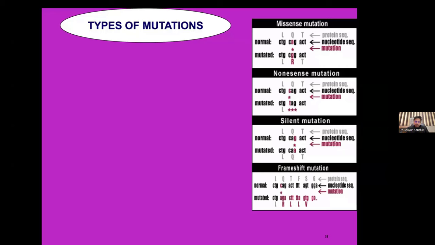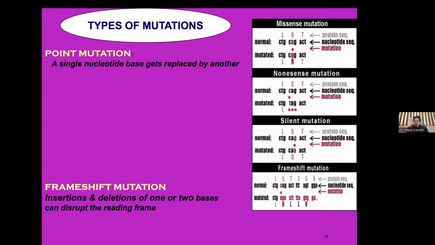What are the things which can happen in mutations? We have basically point mutation or frame shift mutation. Point mutation means a single nucleotide base has been replaced by another base. Okay, the sequence has changed. This is much more common. Frame shift means a group of nucleotide bases have been shifted and a new group has come. This is rare. In point mutation also, based on the effect, three subtypes are there.